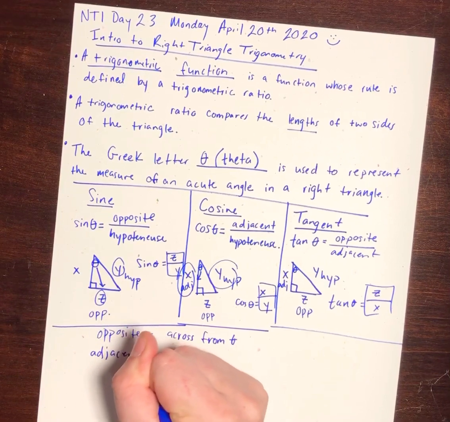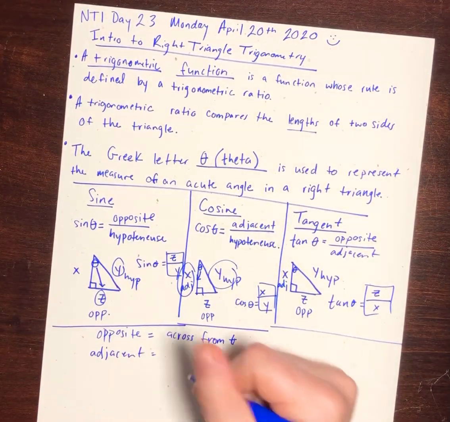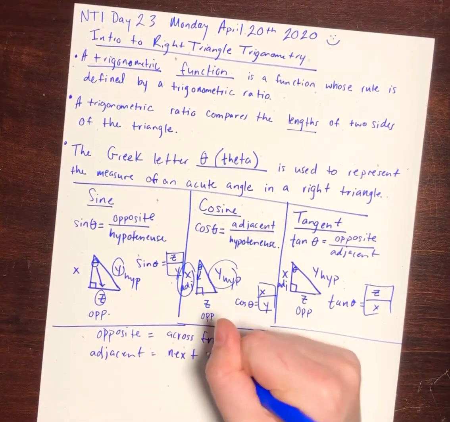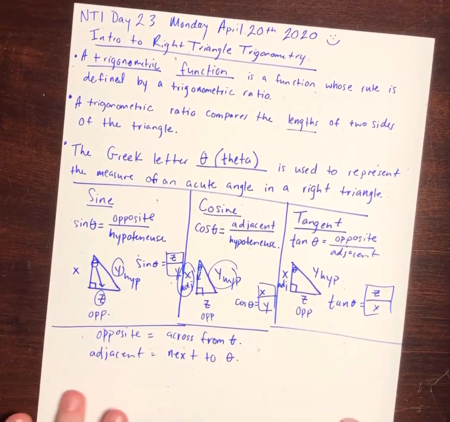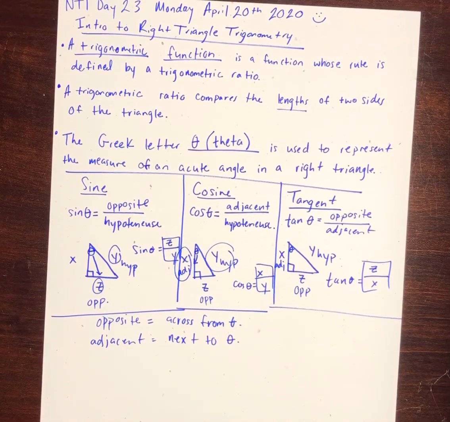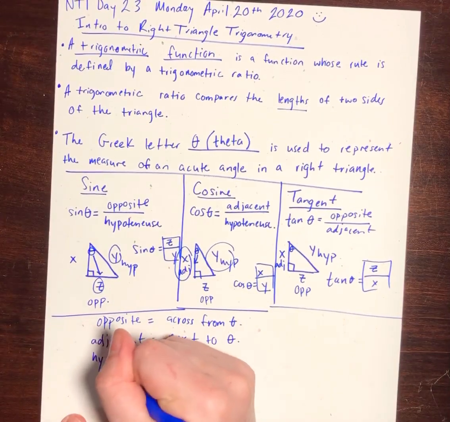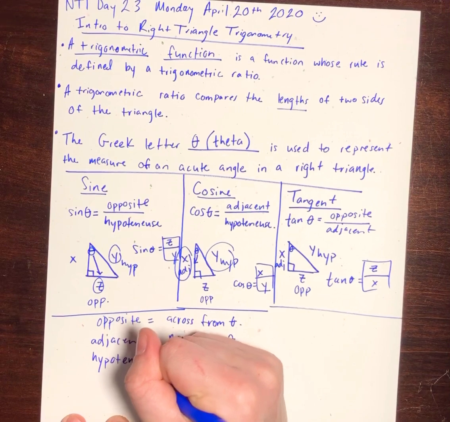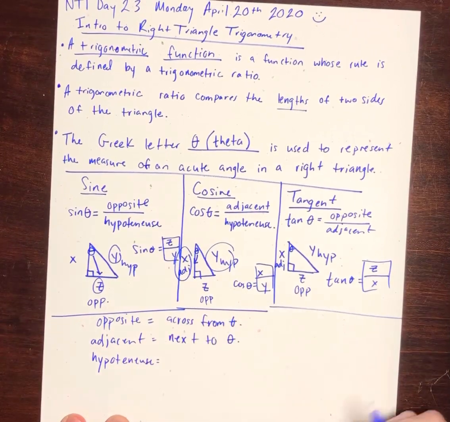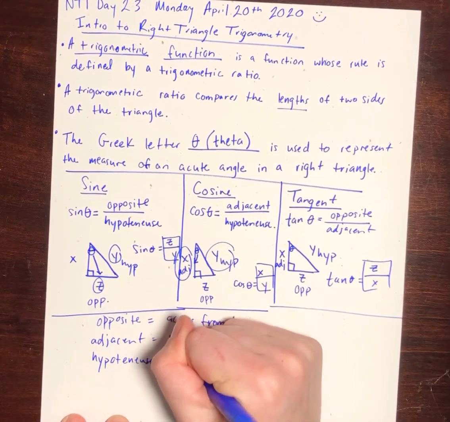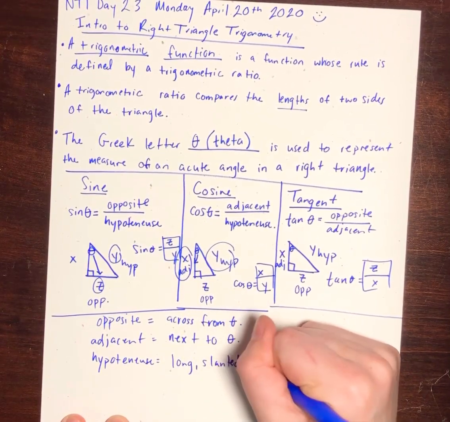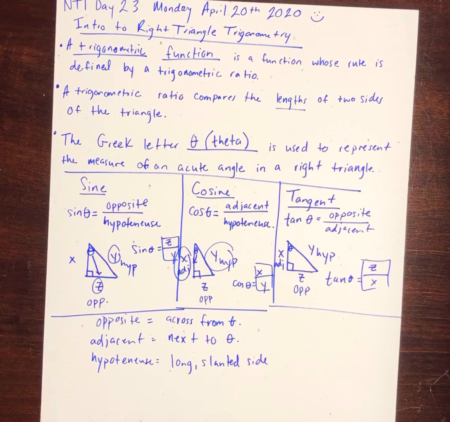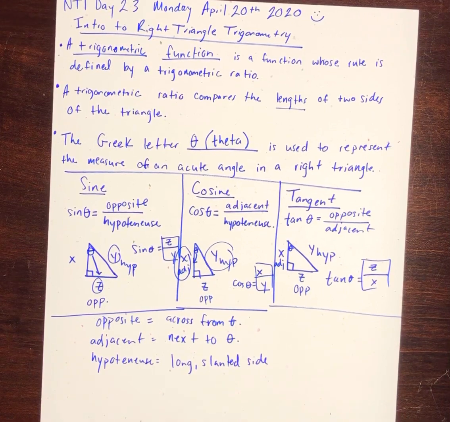Adjacent is next to theta. Sorry, just checking that you can see all that still. And then, in case you've forgotten, hypotenuse is the long slanted side of the triangle, always. Well, in a right triangle anyway. So that's how you find sine, cosine, and tangent for a right triangle.